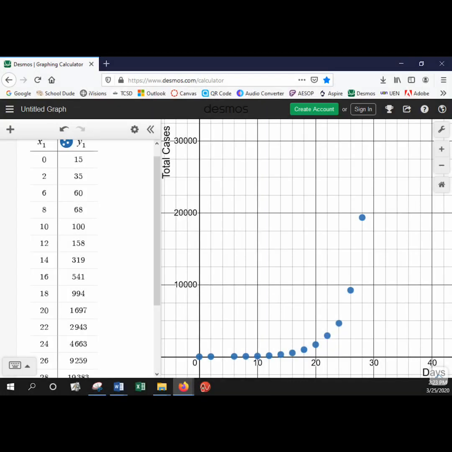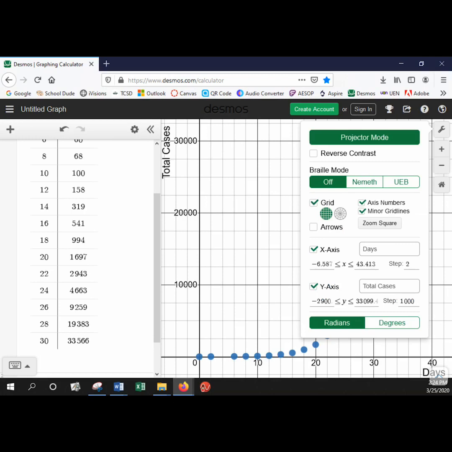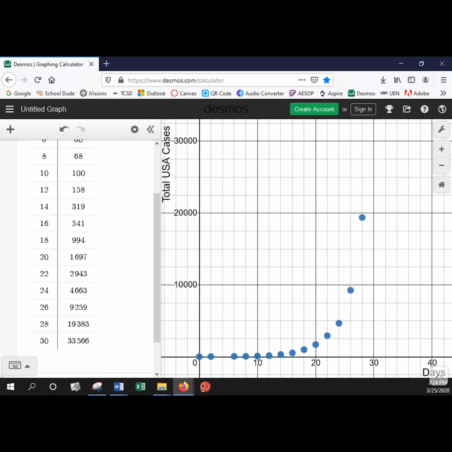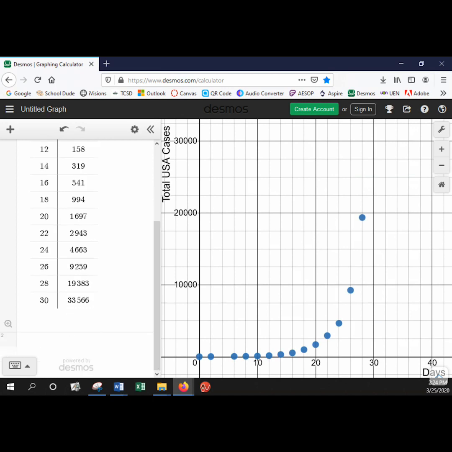All right, guys, so I wanted to show you something cool. I've got my data up here from the total cases of the U.S. Maybe I can add that into my thing to remind us. Okay, I've adjusted some things, I've got all this, but I wanted to show you something really cool that Desmos can do here.